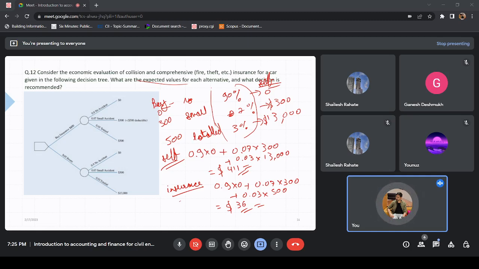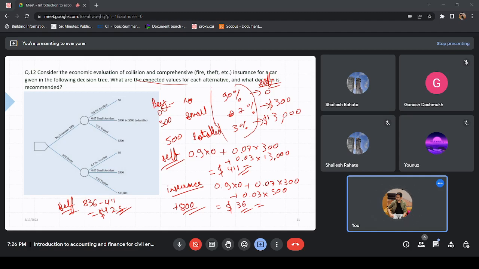But you know that in case of insurance, there is some buying cost of $800. So if you have to compare these two, going by self, you are saving how much? 836 minus 411 is equal to 425. So you are saving $425 actually if you go by self insurance. Now, still people buy insurance.